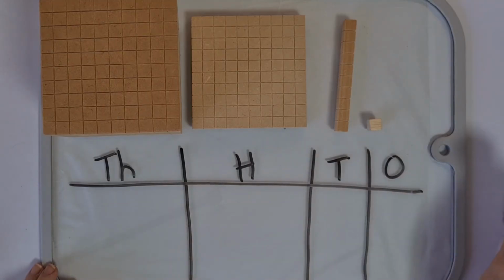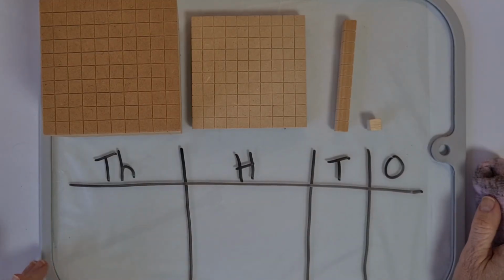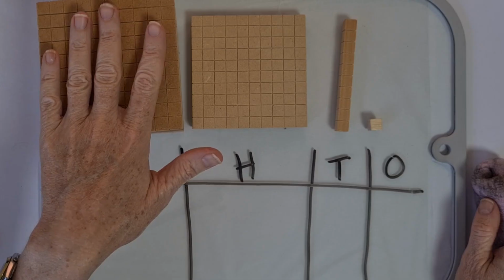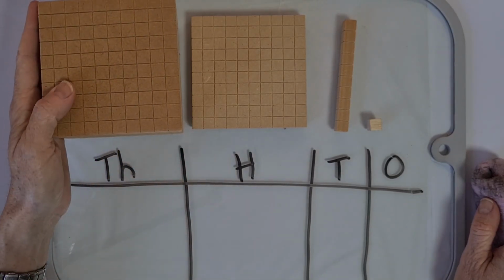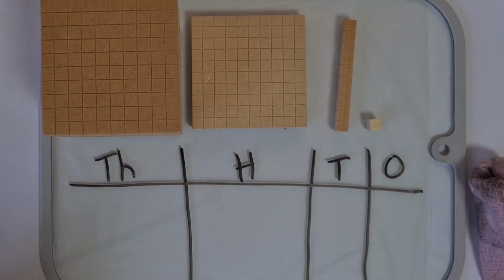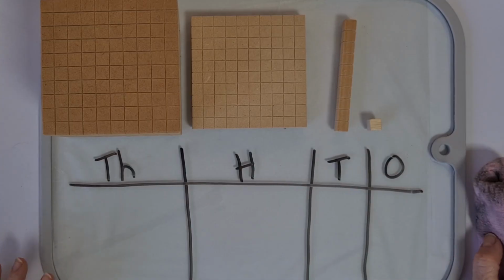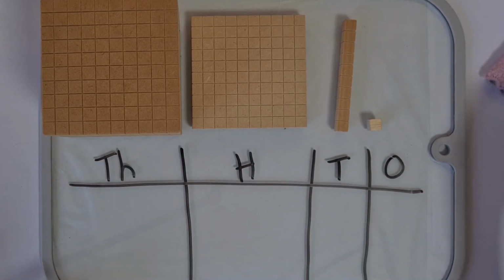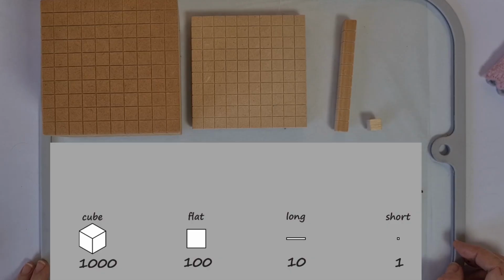I think you're all old enough now not to need to work with the manipulatives, so you really don't need to have your own set of base 10 blocks. And in the book we will mostly be looking at diagrams, and on the screen I'll show you now what those diagrams will look like.